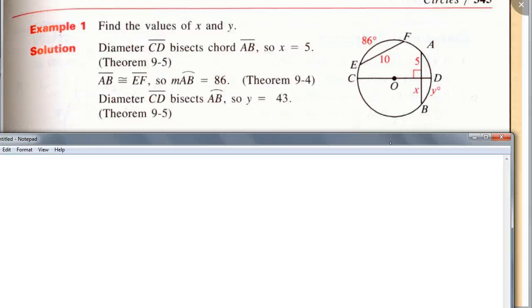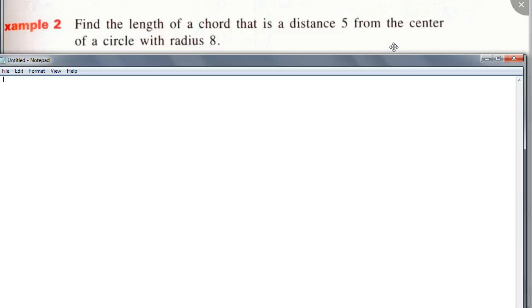Let's look at the next example. Here we go. Example 2. It says find the length of a chord that is a distance 5 from the center of a circle with radius 8. Now, this is very interesting because we have to remember, if you have a chord that is distance 5 from the center, the center is a point, isn't that right? A chord is a segment.